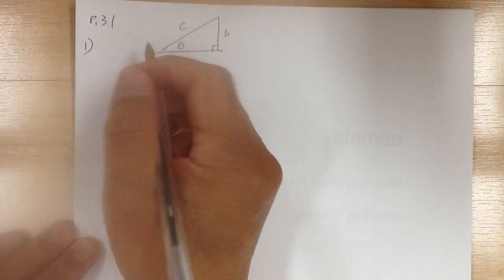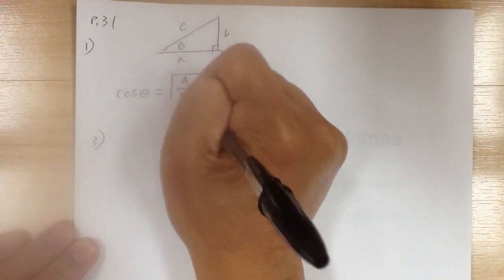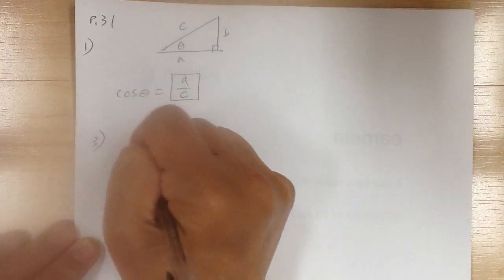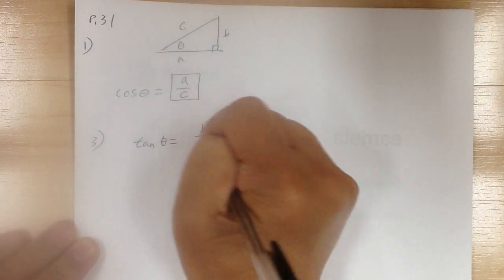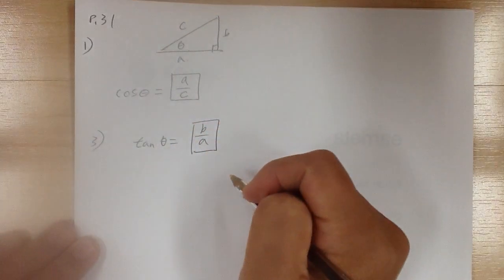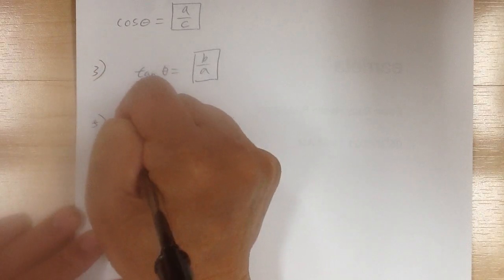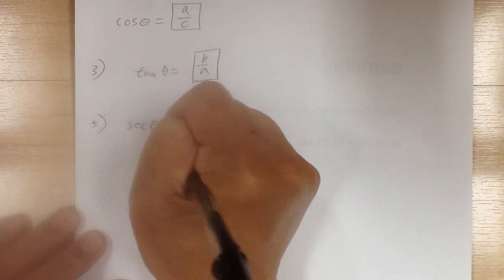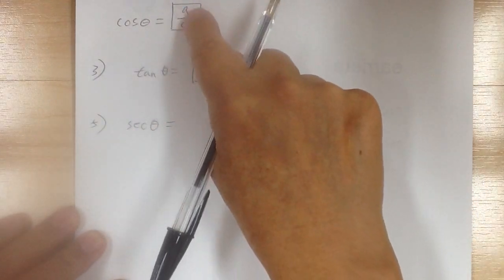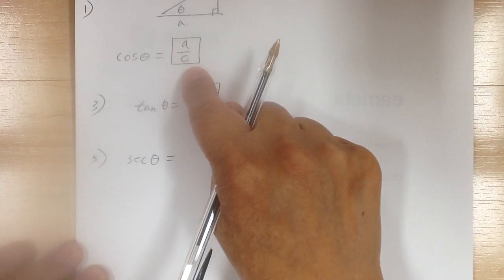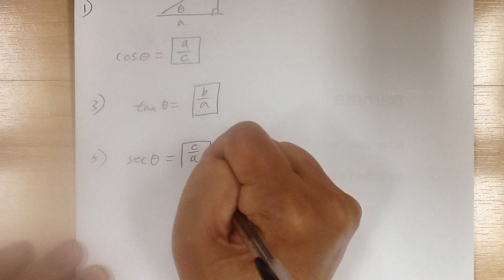Okay. Number 3, you have tangent theta. Tangent theta is opposite over adjacent, so it would be B over A. Okay, number 5, secant theta. Secant is the reciprocal of cosine, so cosine is A over C. Okay, so secant would be the reciprocal of that, so it would be C over A.